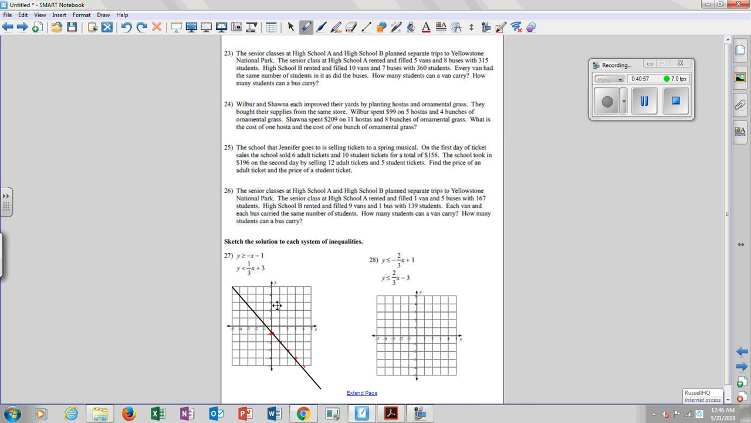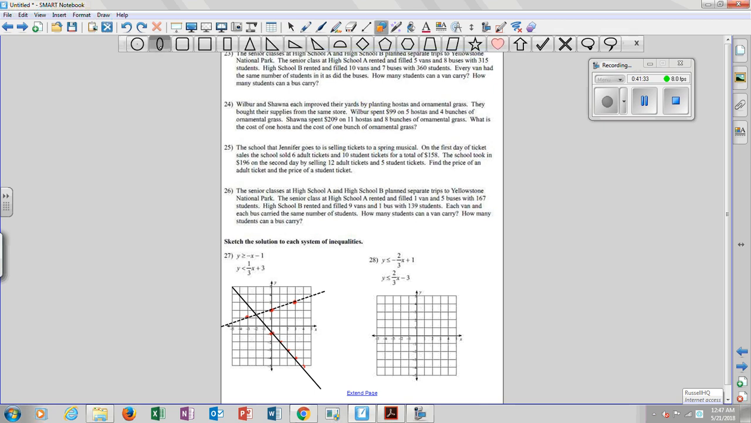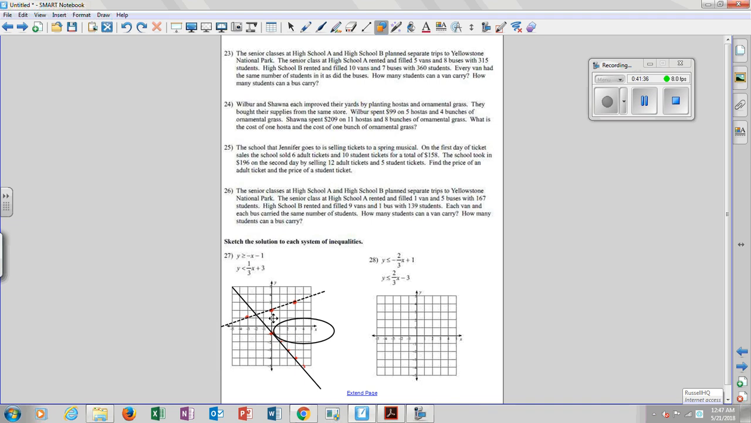For the second one, start up at positive 3, go up 1, right 3, or you can go down 1 and right 3. This does not have an equal sign below it, so it's going to be a dotted line. It's going to look like that, and you're shading below it. So it's everything above the first one and everything below the second, which makes it this area here.